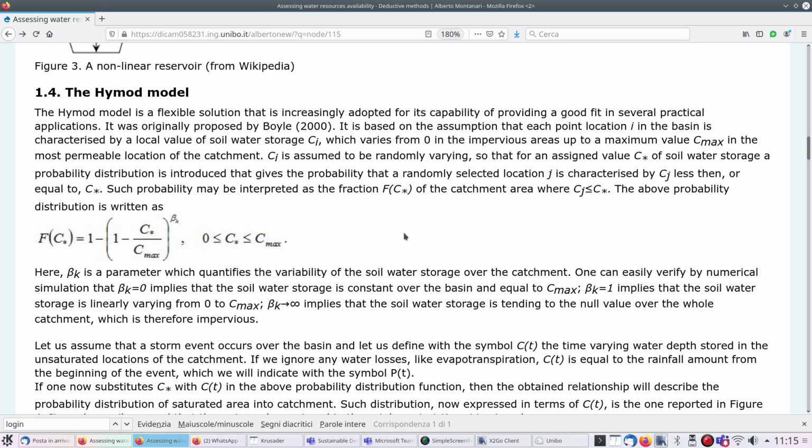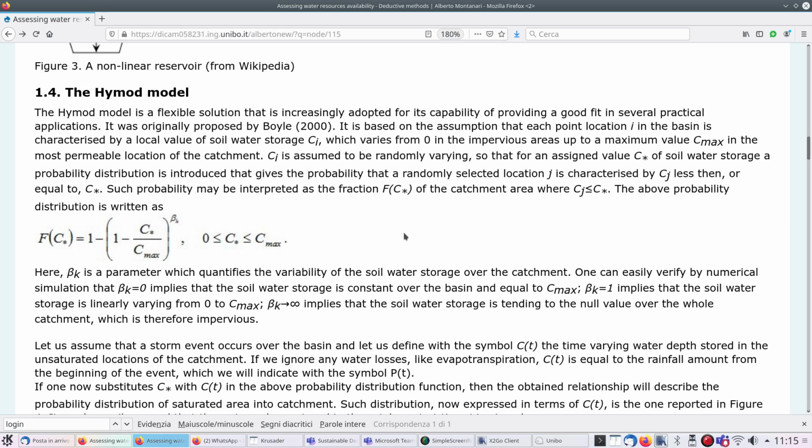in general it varies from 0 to 1, so f should vary between 0 and 1 because it's a probability that is varying in the range 0, 1. So necessarily f describes a probability and therefore it needs to vary between 0 and 1. Fine. And in particular here, f is a function of c star.